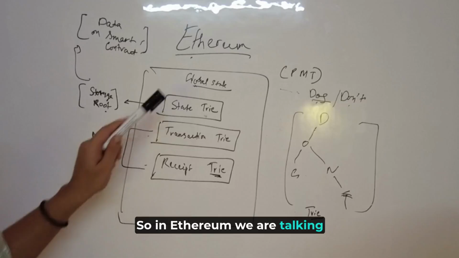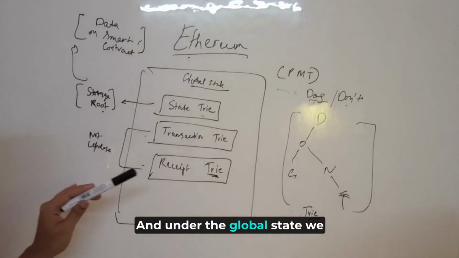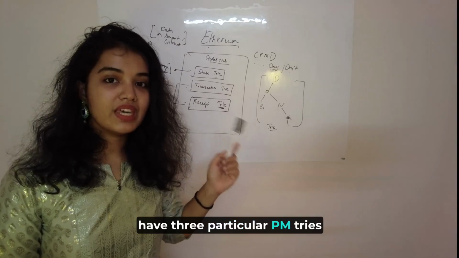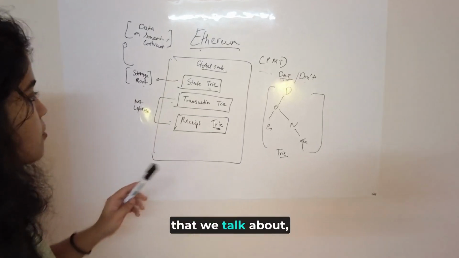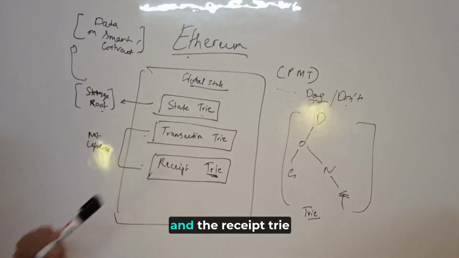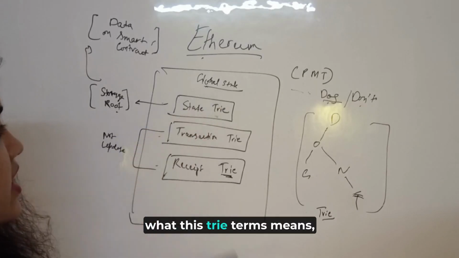In Ethereum, we are talking about the global state, and under the global state, we have three particular PMTs, or Patricia Merkle trees, that we'll talk about: the state tree, the transaction tree, and the receipt tree. Let's talk a little bit about what these three terms mean.